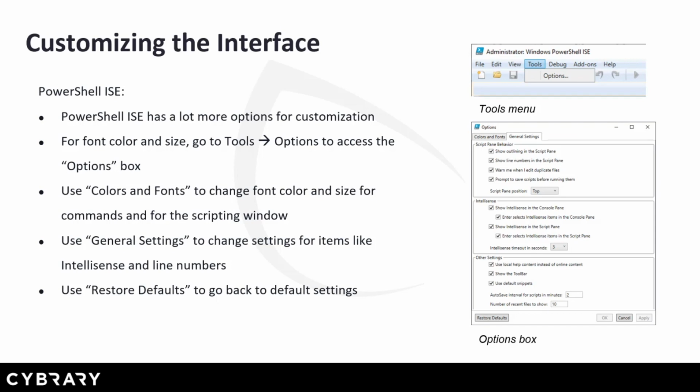Now, big difference with ISE, or Integrated Script Environment, there are a lot more options for customization. So you can do font color and size. If you go to Tools and Options, you can change that in there. You'll see it's under Colors and Fonts. There's also some other settings in general settings where you can change items like whether or not IntelliSense is turned on, whether or not you can view line numbers when you're typing out, and all that good stuff.